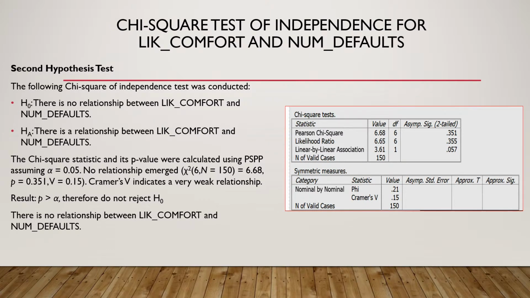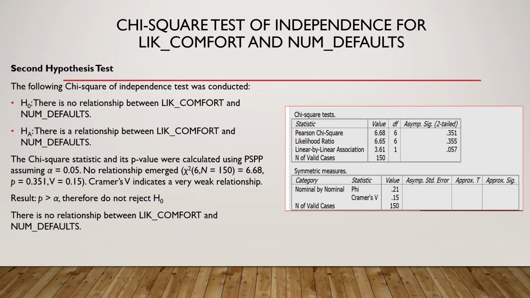The second hypothesis test was conducted between likeComfort and numDefaults. The following chi-square test of independence was conducted. The null hypothesis was stated as there is no relationship between likeComfort and numDefaults. The alternate hypothesis was there is a relationship between likeComfort and numDefaults. The chi-square statistic and p-value were calculated using PSPP, assuming an alpha of 0.05.